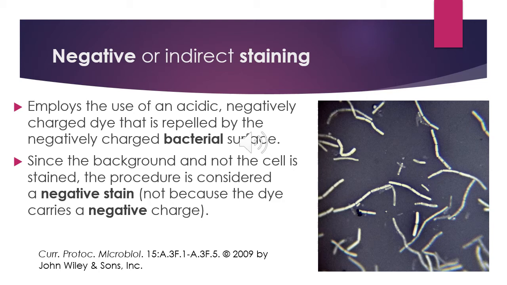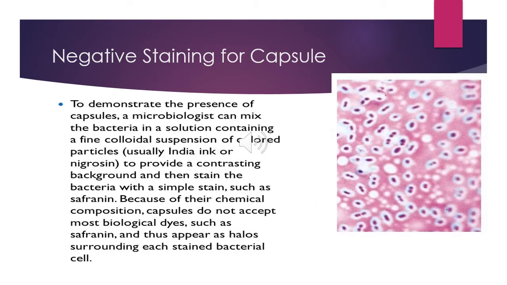In negative staining, the results yield a clear cell with a dark background, as you can see in the picture on the right. We also have a special negative staining that is used for encapsulated microorganisms. And to be able to demonstrate the presence of a capsule in some microorganisms, the microbiologist can mix a solution containing a suspension of India ink and nigrosin. They are both negative stains to produce a contrasting background.